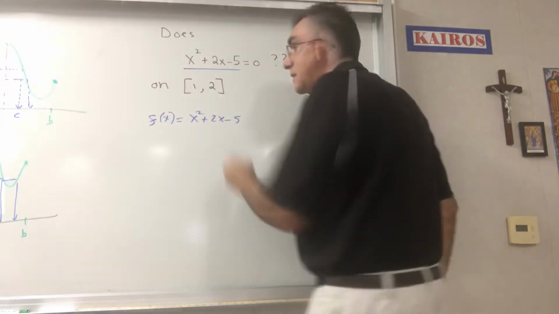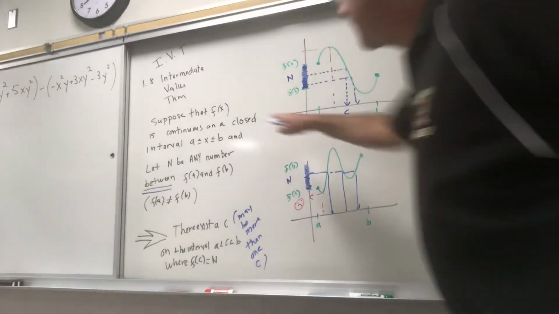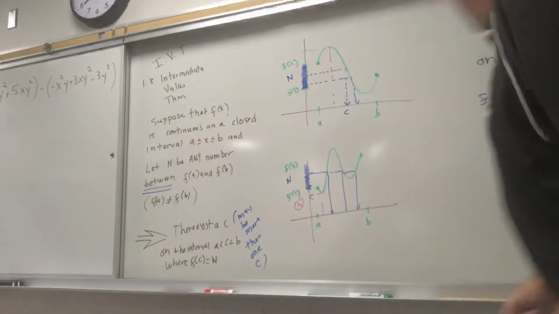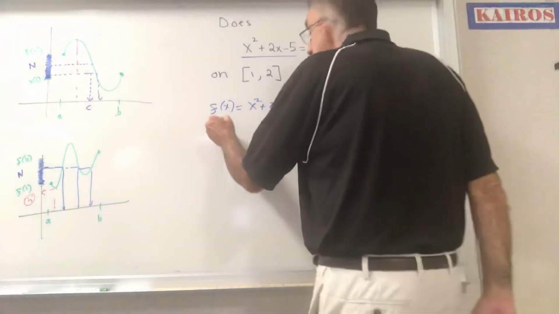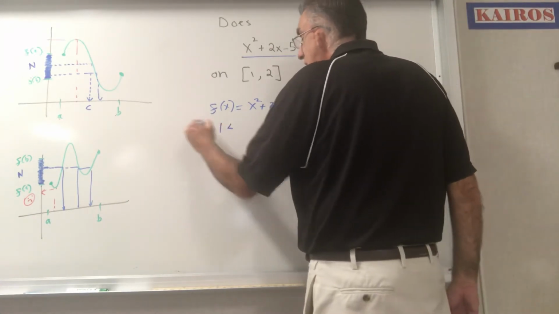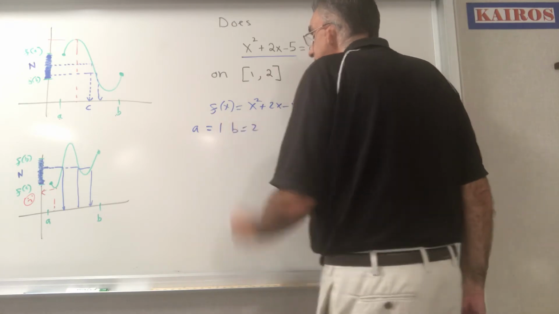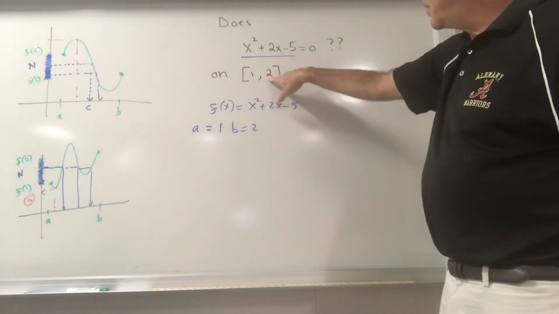Going back to, we had this function on a closed interval. And then you want to think of the 1 and 2 as the A and the B. So you kind of want to think of this 1 as A and the B as 2. So this is the closed interval from A to B, and there's the f of x.